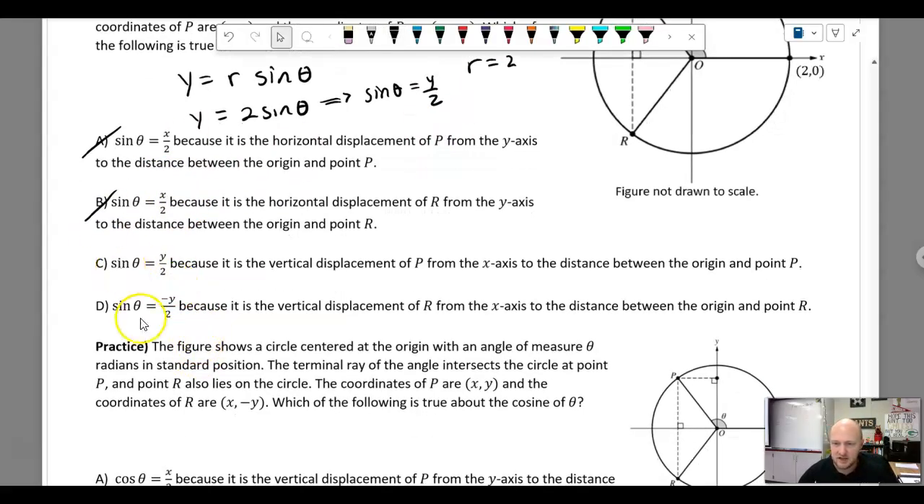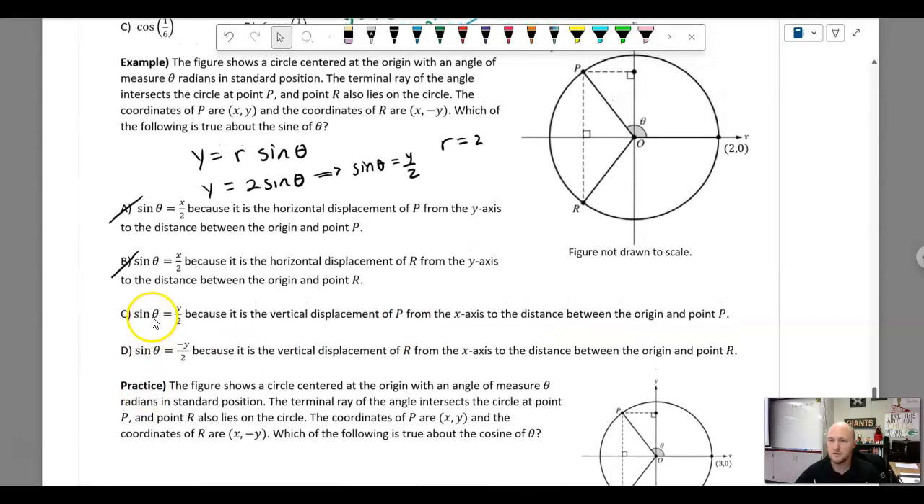Okay, I'm liking C. Ooh, and look at D. They say sine of theta equals y over 2 because it is the vertical displacement of P from the x-axis to the distance between the origin and point P. Sine of theta equals negative y because it's the vertical displacement of R from the x-axis to the distance between the origin and point R. Okay, I kind of get this, but here's the thing. Theta is related to point P. Theta is not related to point R. So if theta had gone all the way to R, then D would be the correct answer. But here, it's just C. Sine equals y over 2.